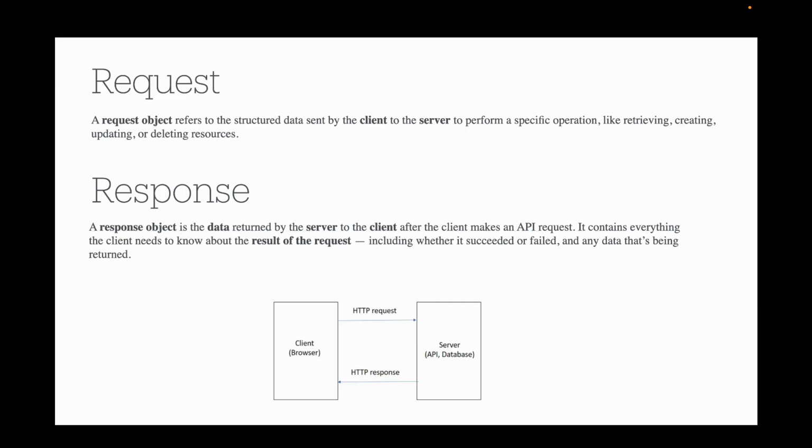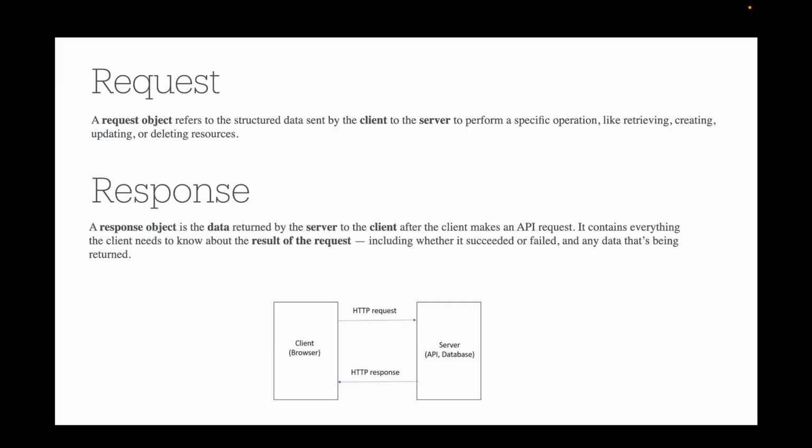Okay, so if you can see the diagram below, we have a client and we have a server. So this client sends a request to the server. It is requesting something. What is it requesting? It is requesting any operation, like I want to get data, I want to retrieve some data, I want to create a new data, or I want to delete some data. So these kinds of things a request object contains.